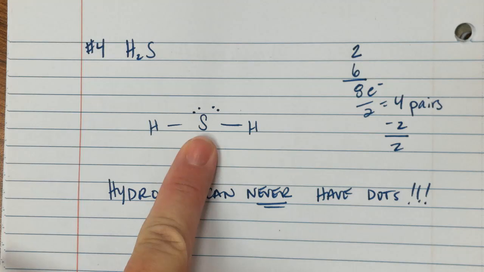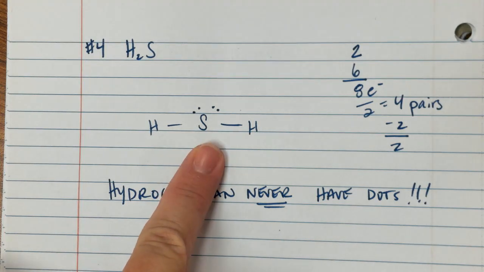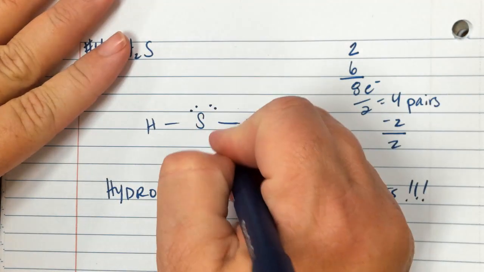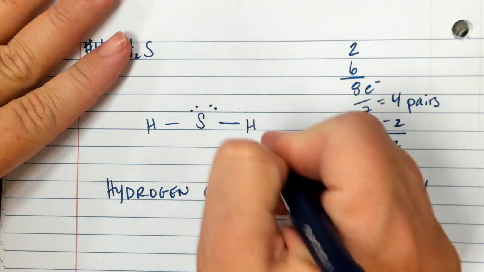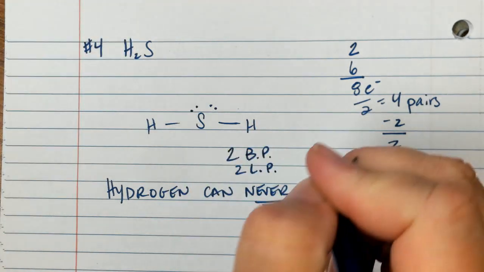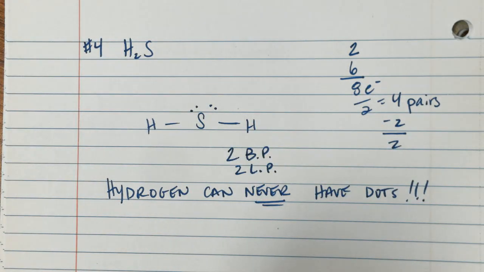Okay, so how many bonded pairs and lone pairs are in this one right here? 2. So we have 2 bonded pairs and 2 lone pairs. That's why I have this guy. He's my lone pair. Get it?